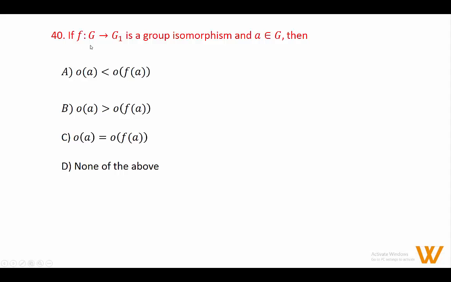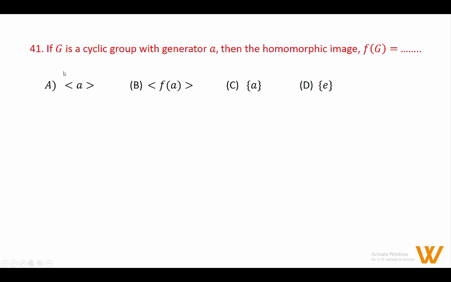40. If f from G to G1 is a group isomorphism and A belongs to G, then: first option, order of A less than order of f of A. No, wrong. Order of A greater than order of f of A. This is also wrong. Order of A equal to order of f of A. This is the correct answer. The answer is option C, order of A equal to order of f of A.